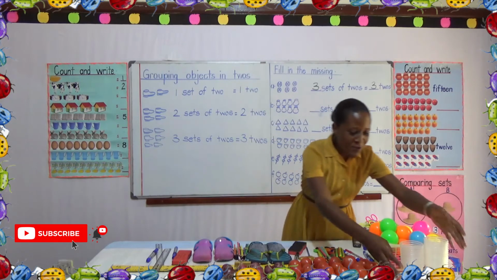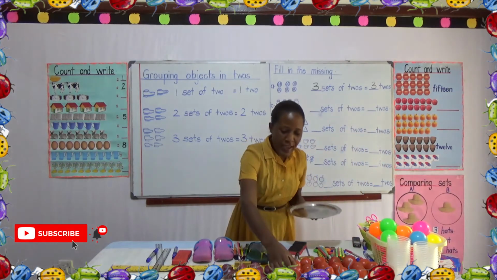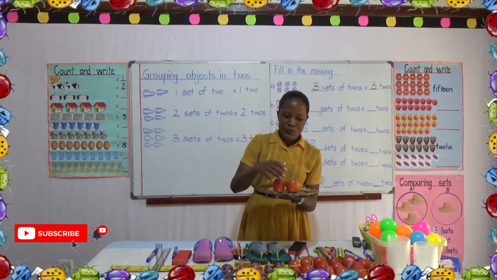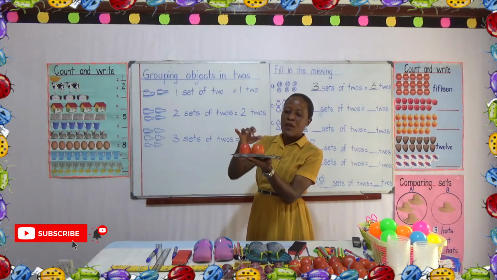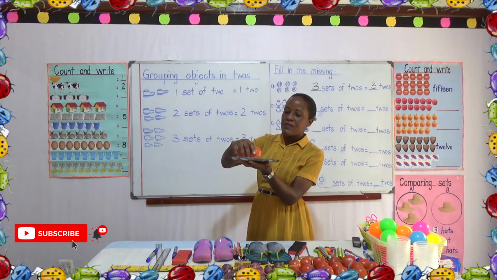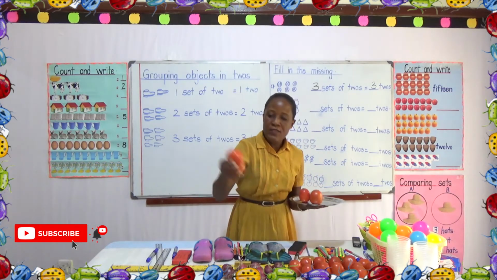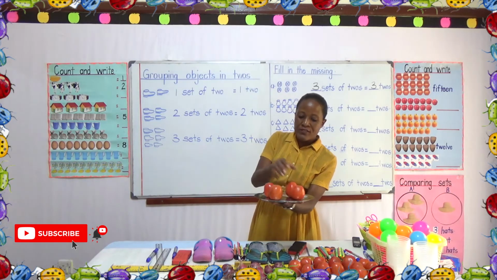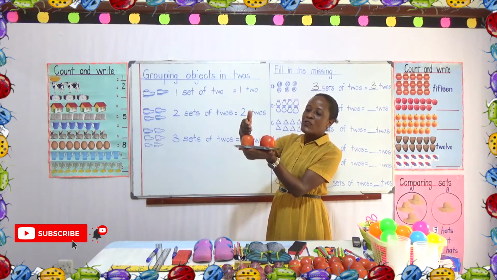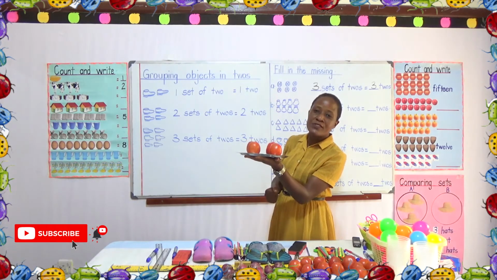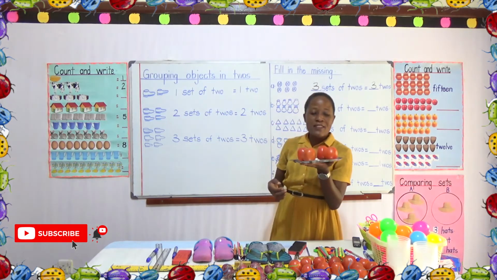But still, if we are to use them, and I have 1, 2. These are 2 tomatoes, but they make 1 set of 2. So this is just 1, 2. What if I get another 2? This is also 1, 2. And I put it there. How many tomatoes shall we have in the 2 twos? We have 1, 2, another 2. 2 twos. We want to find out how many tomatoes we are having in the 2 twos.